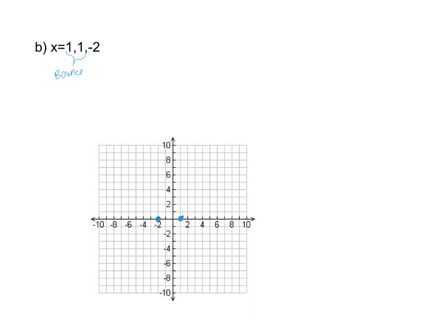You also could have done the reverse. You could have said, oh, right, it does something like this. It can bounce coming from the other way. So either one of those would have been a perfect sketch. That would have been a correct answer that I would have given you.